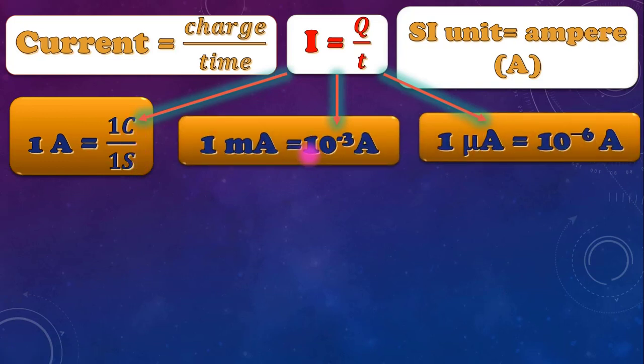Small quantities of current are expressed in milliampere and microampere. 1 milliampere is equal to 10^-3 ampere and 1 microampere is equal to 10^-6 ampere.